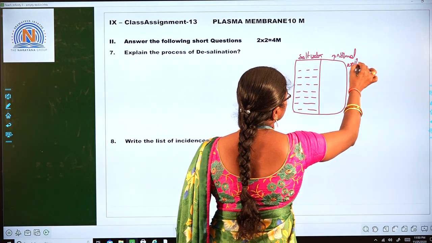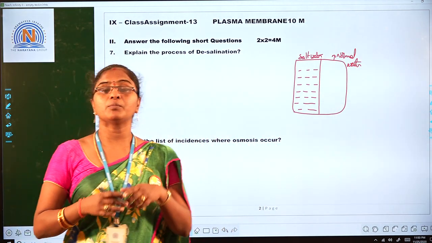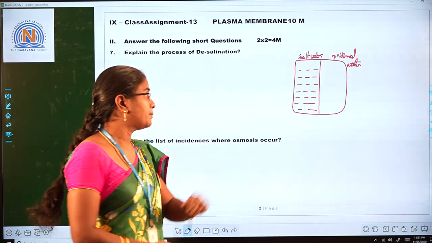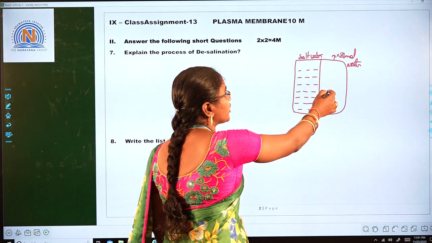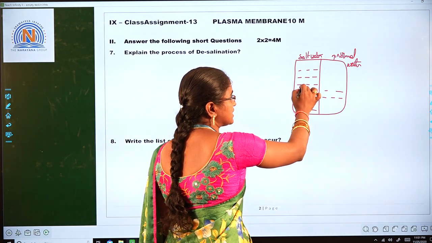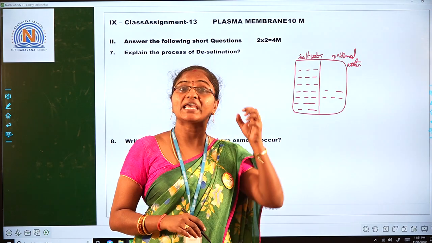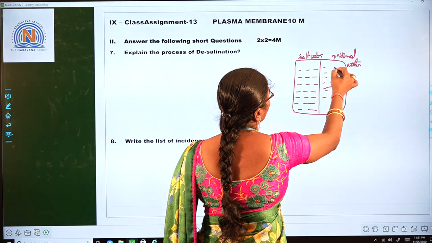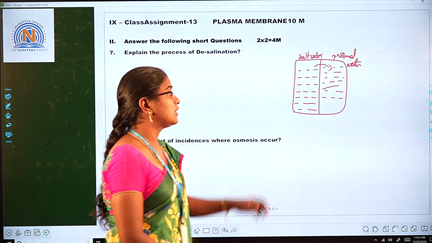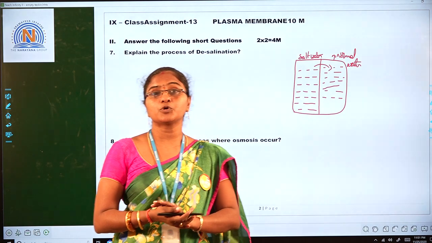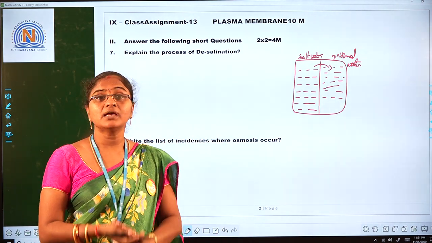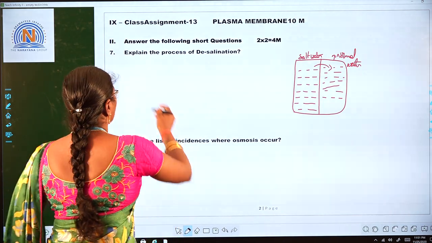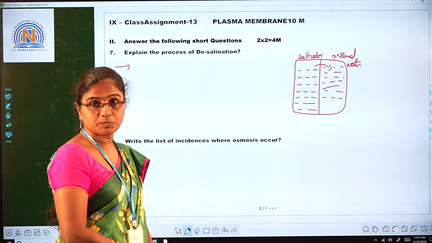So we know that osmosis means movement of molecules from low concentration to high concentration through a semi-permeable membrane. But according to the osmosis process, the water molecules should move from this side to this side. But when we apply heavy pressure, the water molecules will move from the salt water to this side, leaving the salt behind. So this process is called desalination, and by this process we can get water from salt water. And this process is called the reverse osmosis process.